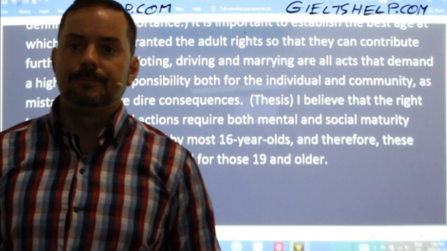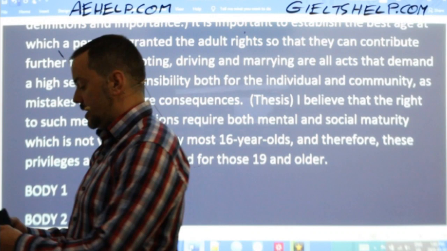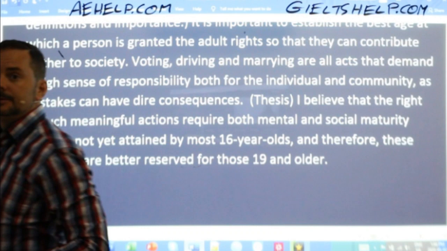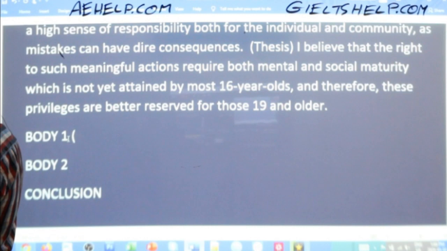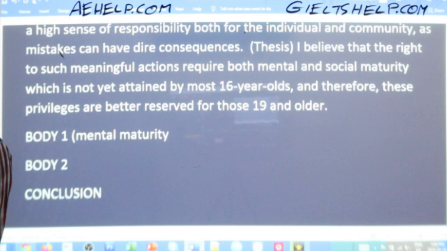Okay? So that makes sense. Everybody clear on that introductory paragraph? So far, so good. And of course, now we get into body one. So body one is going to talk about mental maturity. Okay. So we need a topic sentence.